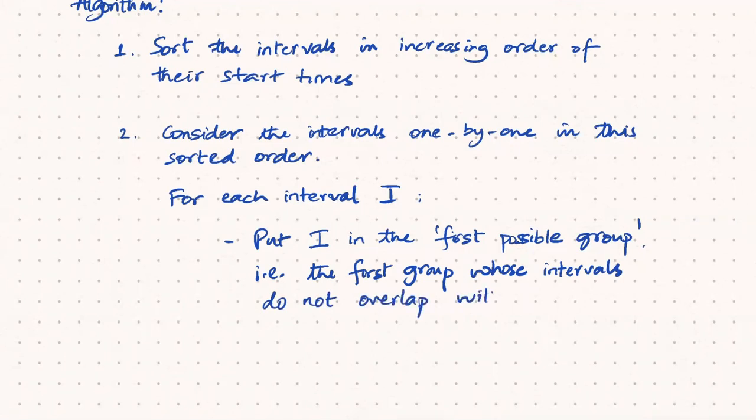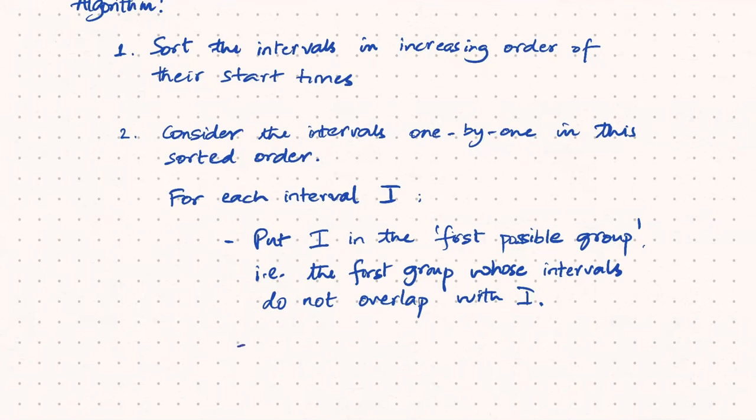Okay, so we start with group 1, try to put I in it. If there is an overlap, next consider group 2, group 3, and so on in that order. Okay? We don't start by checking with some random group. That's the idea. We are systematically considering the groups from group 1, group 2, and the first possible group that it can fit in, where there is no overlap, we put the interval I in it.